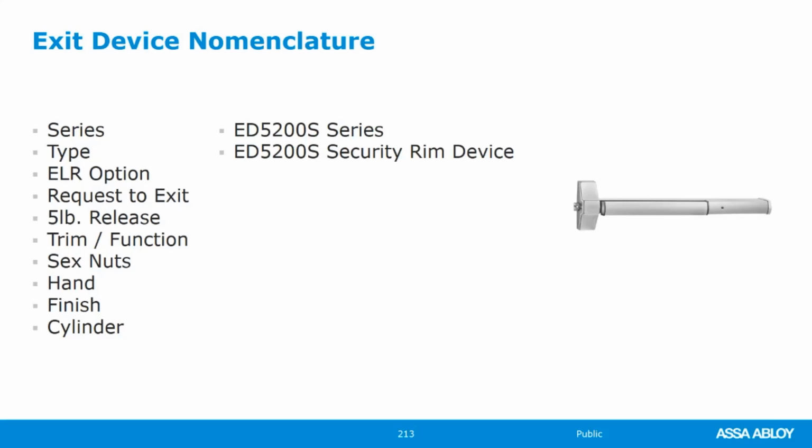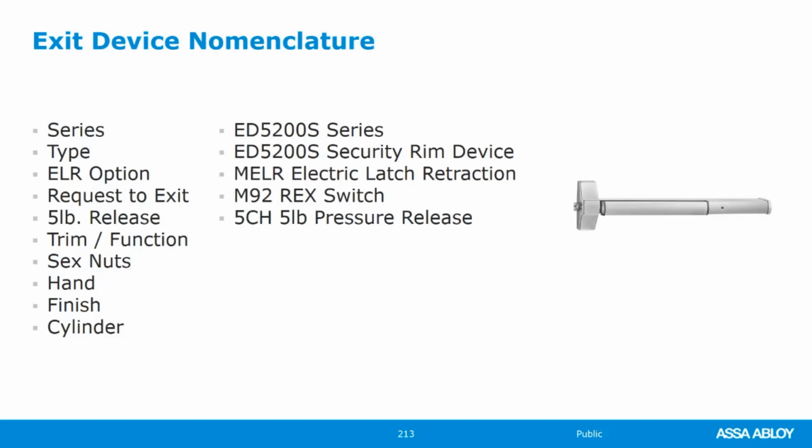Our electric latch retraction is an MELR. Our request to exit is M92. Our 5-pound release is 5CH. Our trim is an E for the Essex 957, which is our storeroom function. M54 for the through bolts.